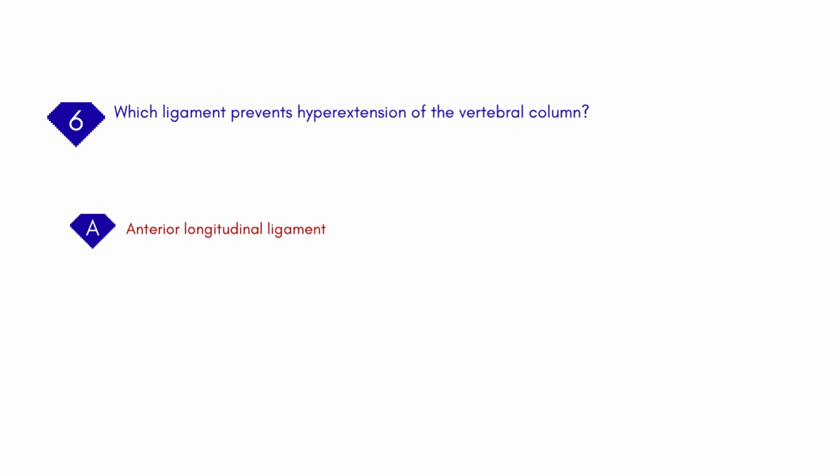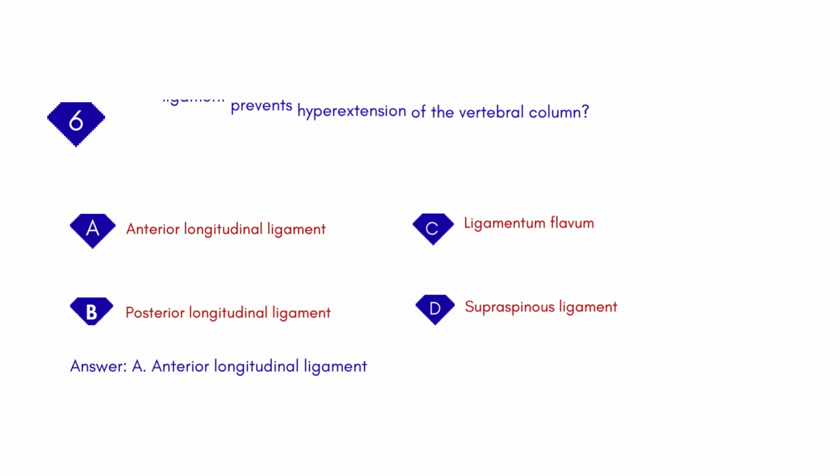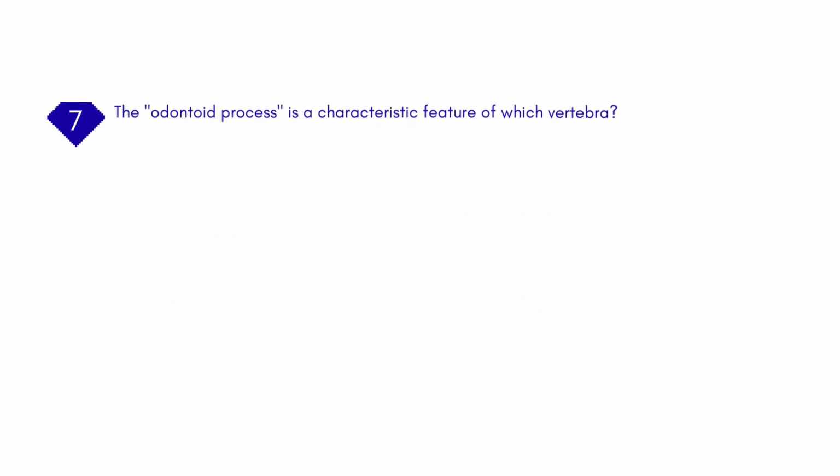Which ligament prevents hyperextension of the vertebral column? A. Anterior longitudinal ligament. B. Posterior longitudinal ligament. C. Ligamentum flavum. D. Supraspinous ligament. Answer: A. Anterior longitudinal ligament.